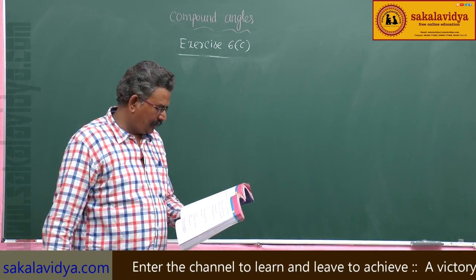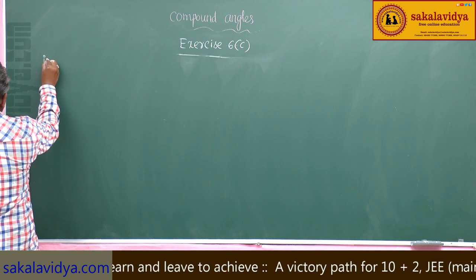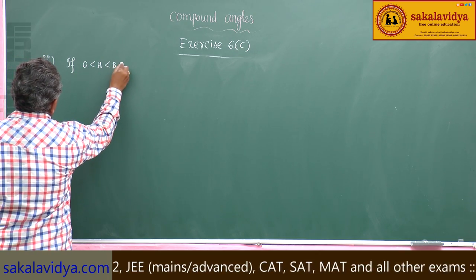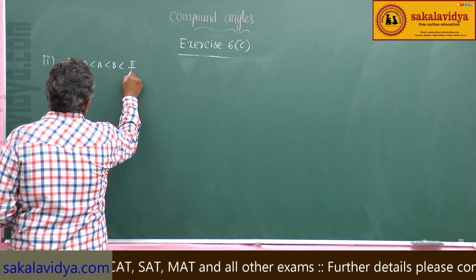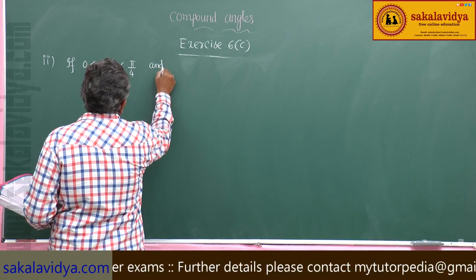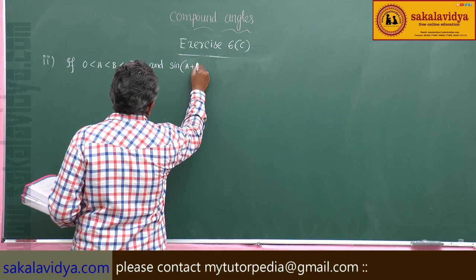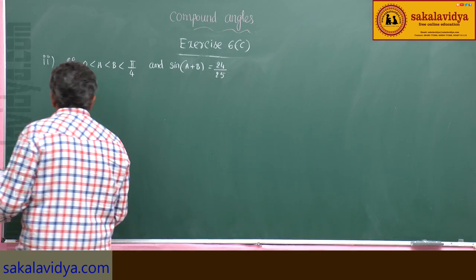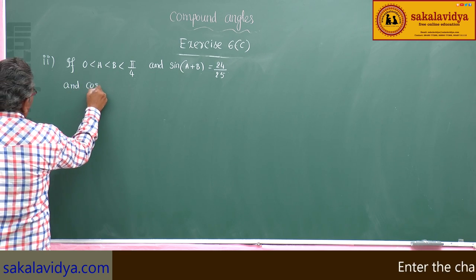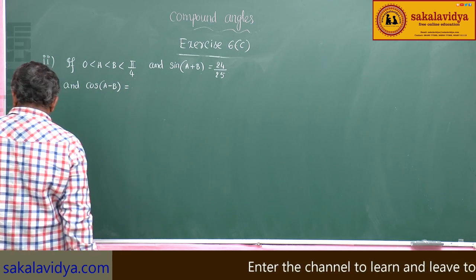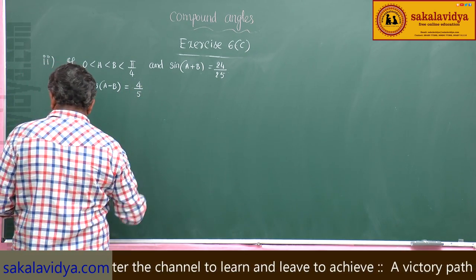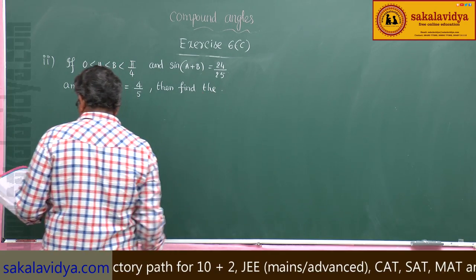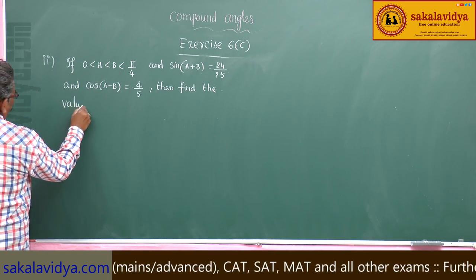Second problem. If 0 less than a less than b, b less than pi by 4, and sine of a plus b equal to 24 by 25, and cos of a minus b equals 4 by 5, then find the value of tan 2a.